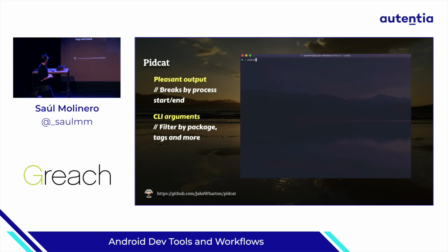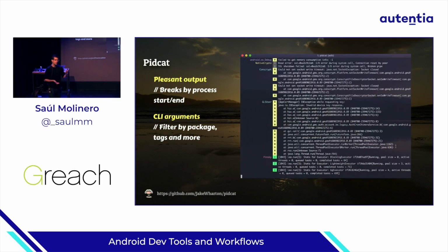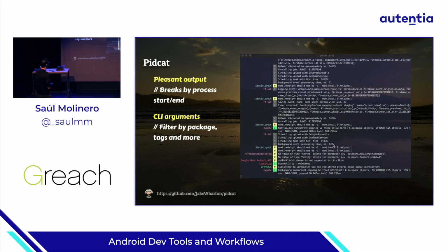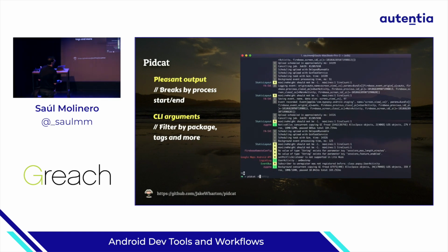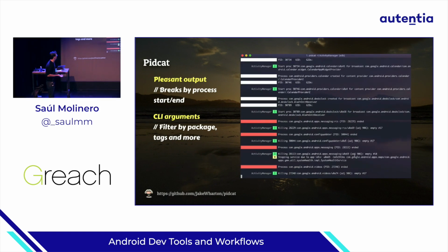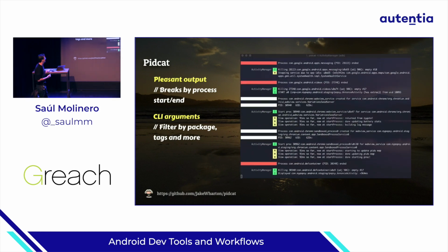The first one is Pidcat. Pidcat is just a wrapper for logcat, the common logcat that you can check in Android Studio as well. And the thing that I like about it is that it formats the output in a pleasant way to read. And I'm very used to finding patterns when the application crashes, and you can filter by tag, you can filter by package, and you can do more things.